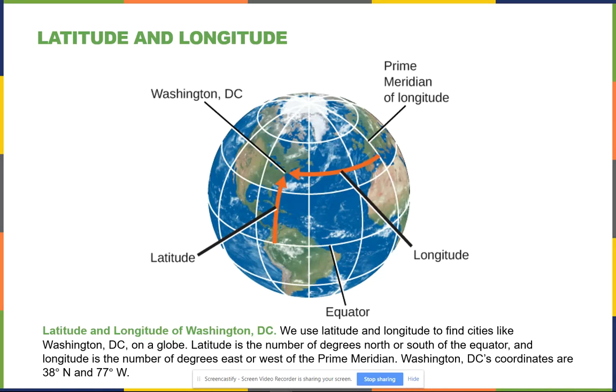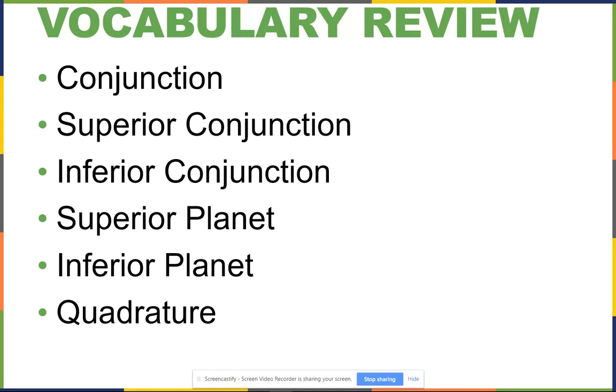Longitude then is how we measure east to west from the prime meridian. And the prime meridian goes through somewhere in the Royal Greenwich Observatory, which I put in my definitions between this and the next slide that has the picture of the prime meridian. Good job. Let's go over these words before I forget them.